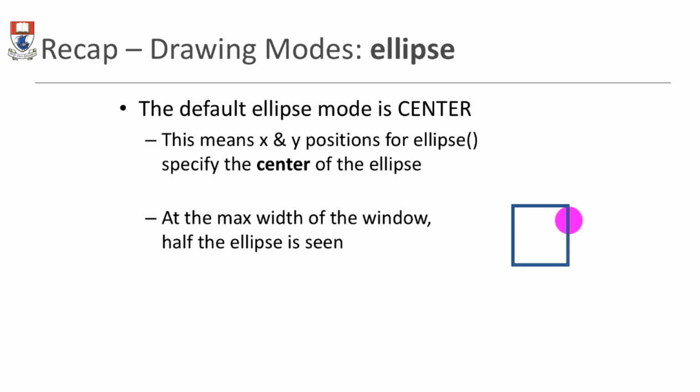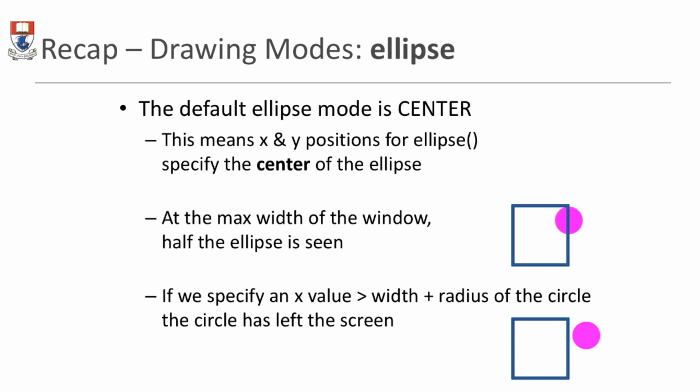So when we're trying to calculate where a circle is in terms of the screen, if we say that the width of the screen, and we were to draw a circle using the value of the width of the screen, the circle would be drawn as shown here. So you'd only actually see half of the circle. So at max width of the window, half the ellipse is seen, not the entire circle or ellipse. If we specify an x value that's greater than the width plus the radius of the circle, it has left the screen. So that's how we know that the ball has gone off the edge.